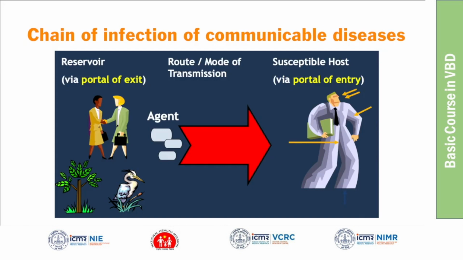And through some entry point, it enters into the host. That is called portal of entry. Between the two, how it gets out of it and then gets into it, is called mode of transmission. It could be direct. It could be indirect. It could be many other methods. For example, in the context of COVID, it's due to droplet mode. And from one person to another person, it travels through a medium, which is usually droplet.